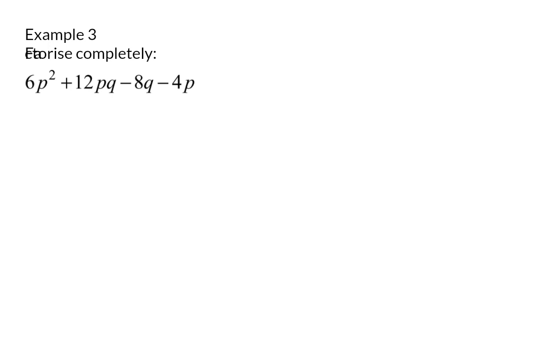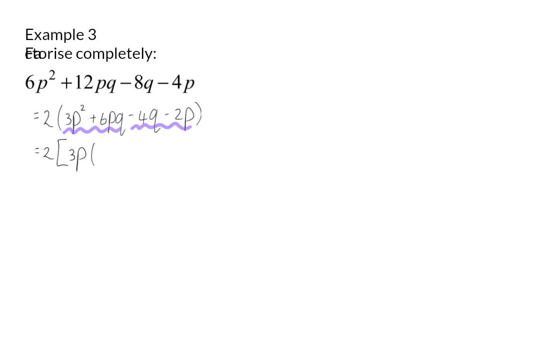Example 3. Factorize completely. Here we once again have four terms, but this time we do have a common factor in all four of them. So I'm going to start off by taking out 2 as a common factor. Inside this bracket we now have four terms, and I'm going to do grouping by once again putting the first two terms and the last two terms together. In the first group inside this bracket, the common factor will be 3p, and then I'll be left with p plus 2q. In the second group, the common factor is 2.